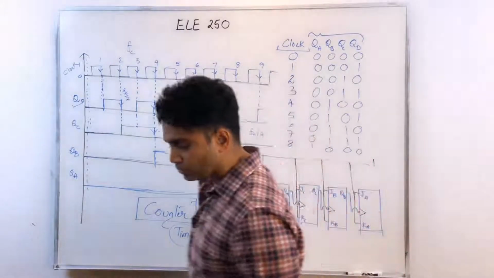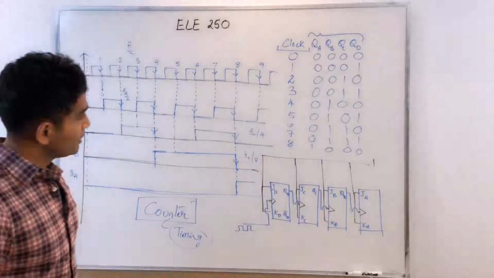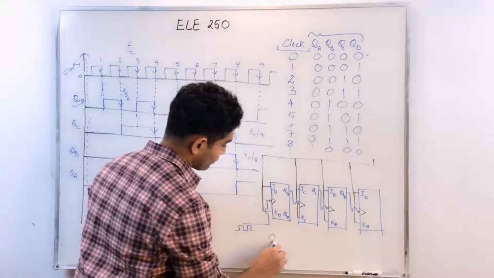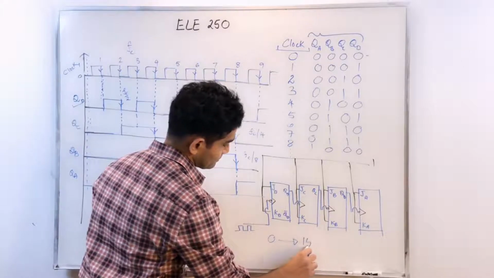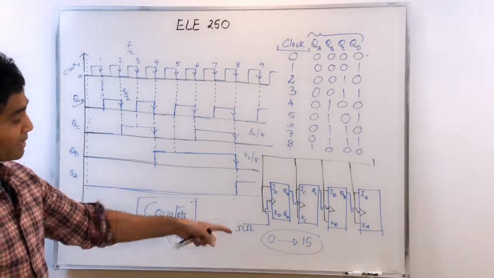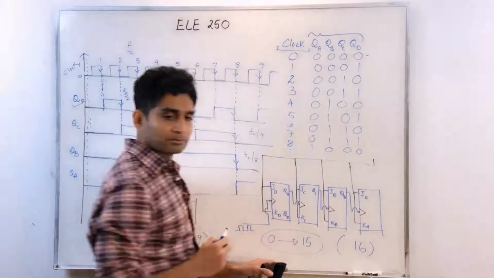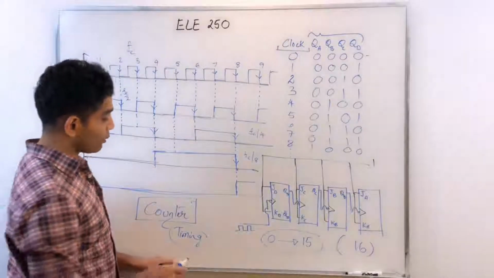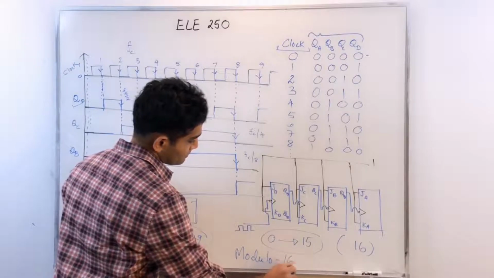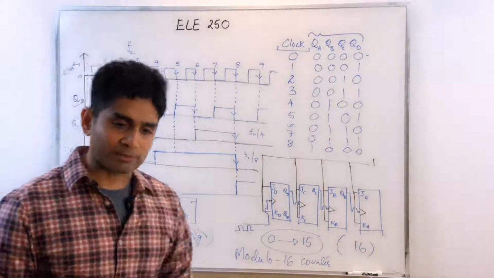And how many unique counts do I have? I have 4 flip-flops here, and with 4 flip-flops, I'm able to get a count all the way from 0 to 15. Although I have not shown them all, you can easily do that. So I'm getting 16 unique counts, 0 through 15. So the total number of counts is 16, and this is also called a modulo 16 counter. Modulo 16 specifies how many unique counts I get from this particular counter.